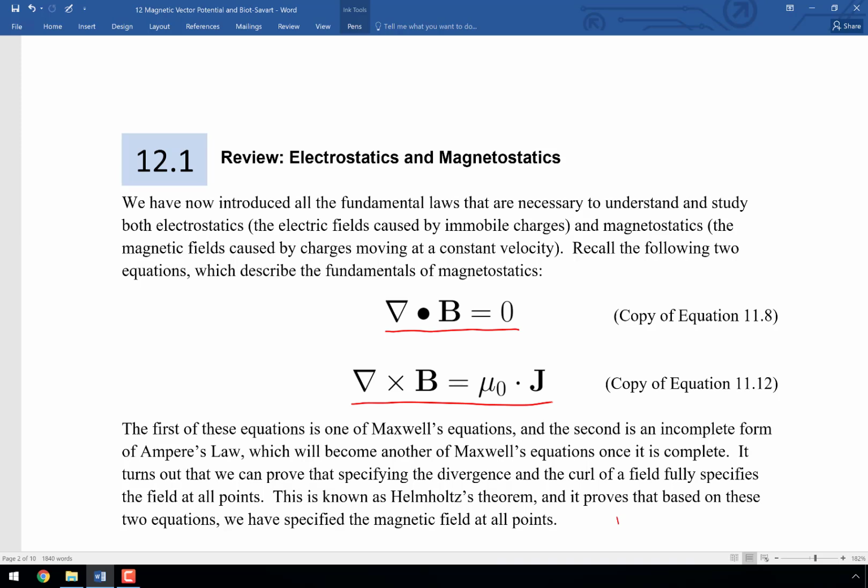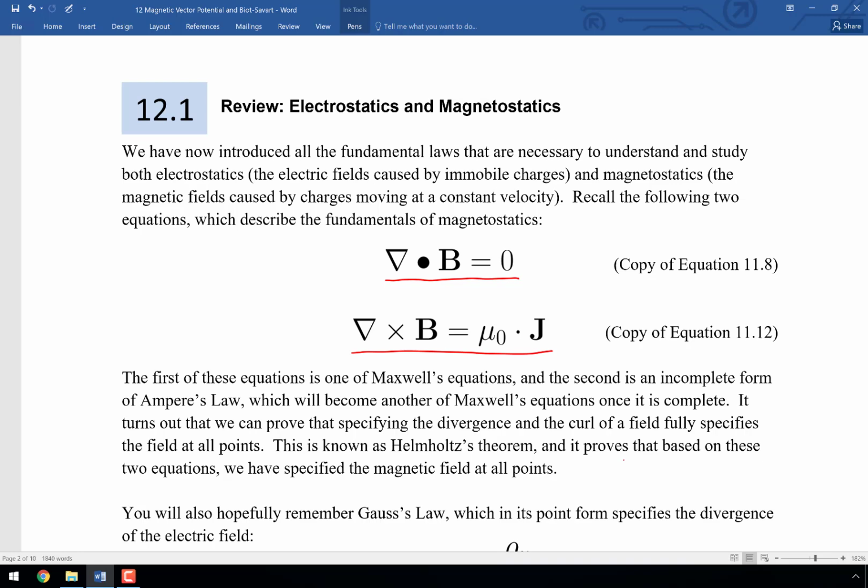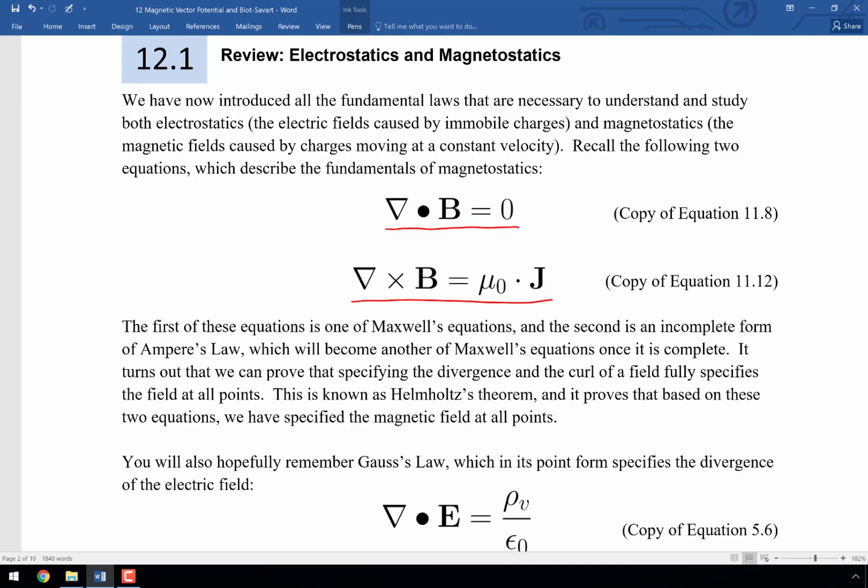Now the second equation here, the curl of B is equal to mu sub 0 times J, is an early, incomplete version of Ampere's law, which we will eventually see as one of Maxwell's equations, but it's not quite ready yet. We've still got one more thing that's very important to add to that.